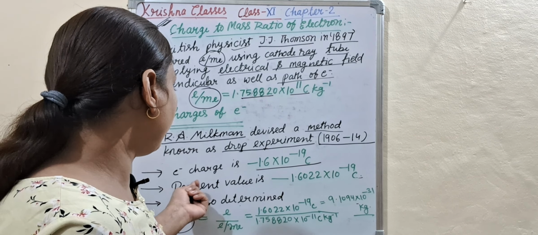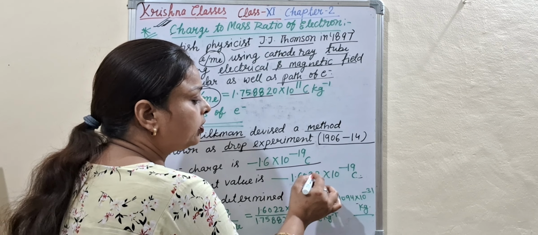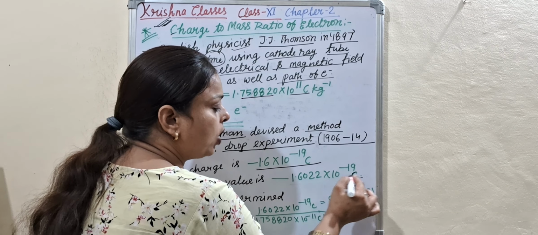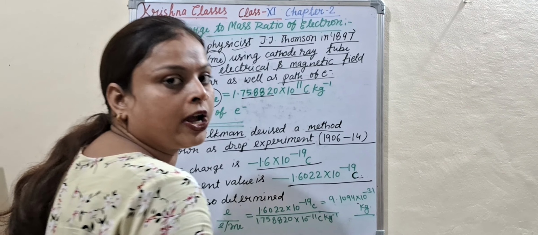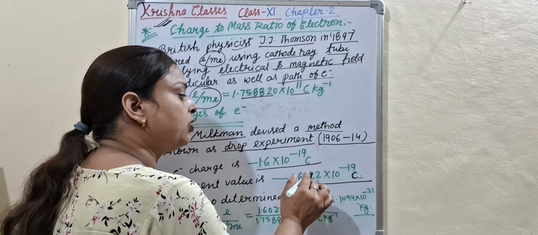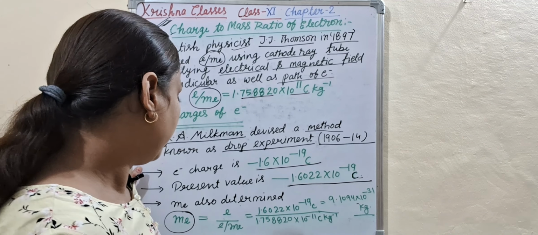So the value of present electron charge is 1.6022 × 10^-19 coulomb. This is the present value of electron charge. What is the present value? 1.6022 × 10^-19 coulomb.